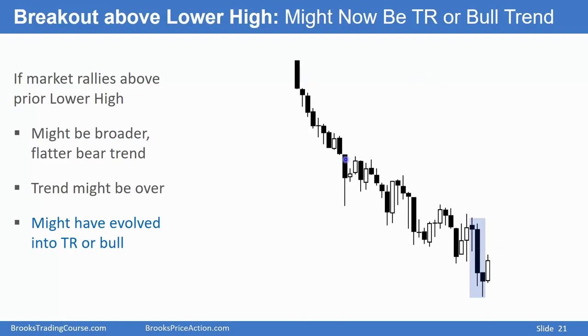Here we got a bear microchannel, so it's a breakout on a higher time frame chart. And we have a series of lower highs and lower lows. Is this a major lower high? Probably is. Had a pretty strong bear breakout and follow through. And it made a new low.